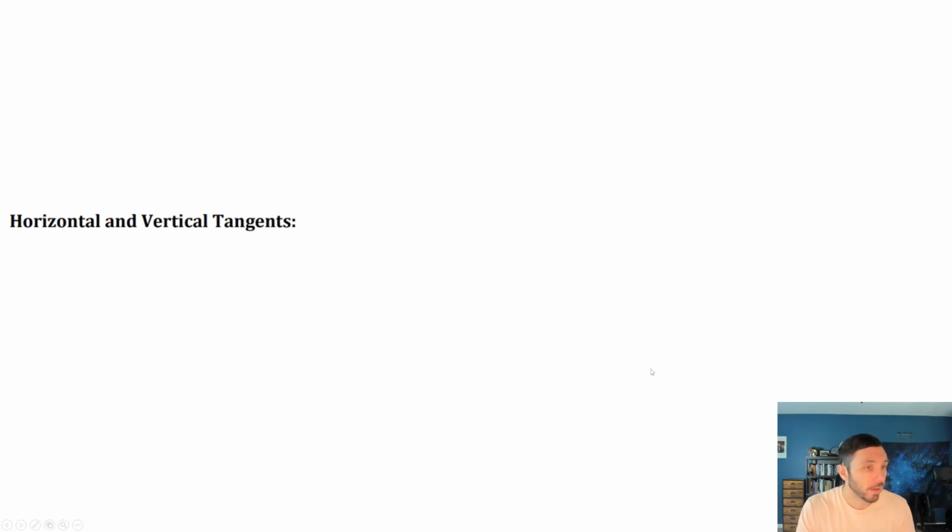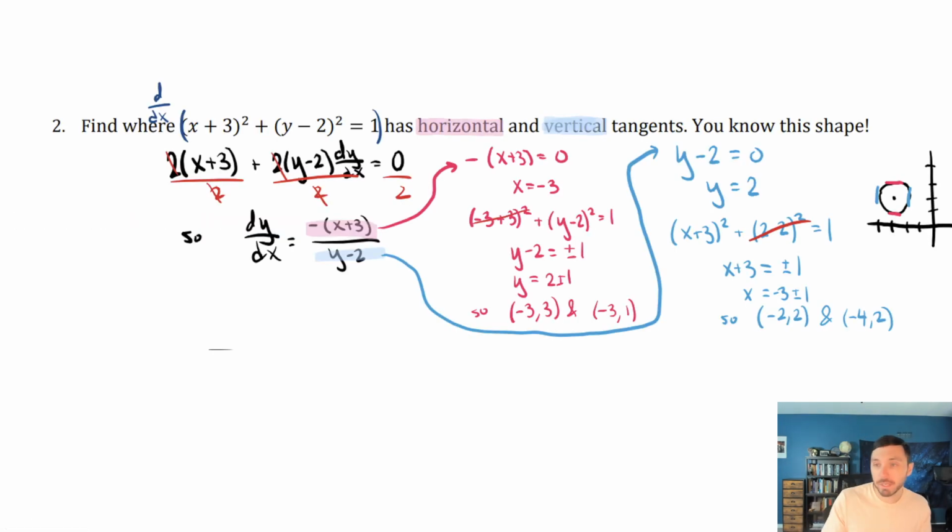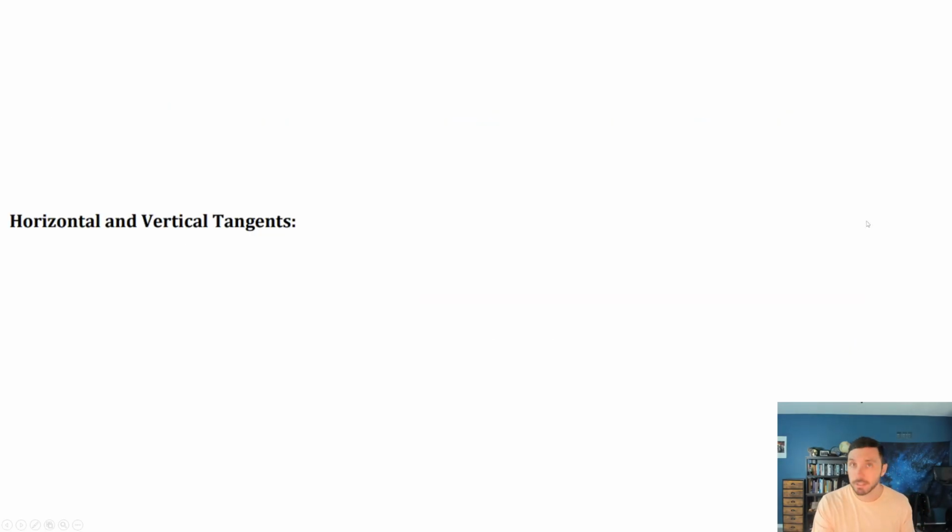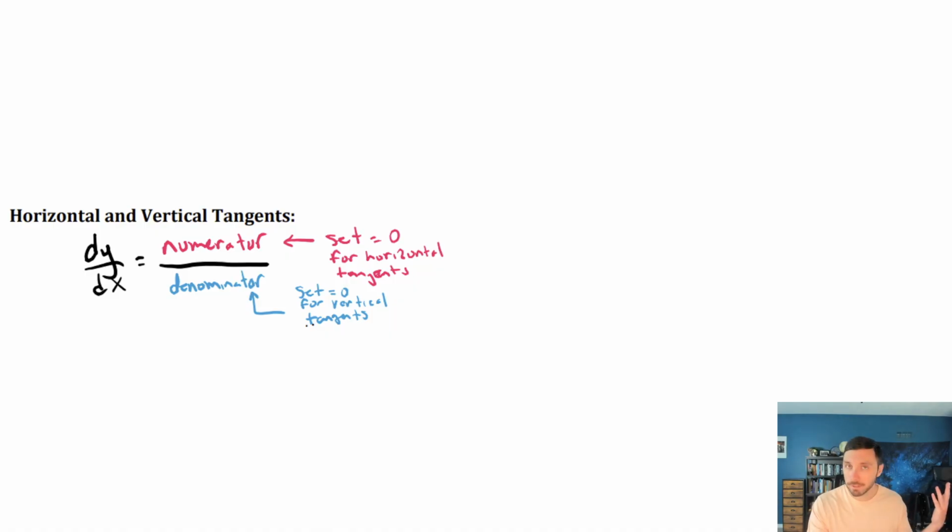Love Desmos. All right, so that's it for these two. We had two vertical tangent moments and two horizontal tangent moments. If I were to define that, really, it's just take your dy/dx, set your numerator equal to 0 for your horizontal tangents, and set your denominator equal to 0 for your vertical tangents.